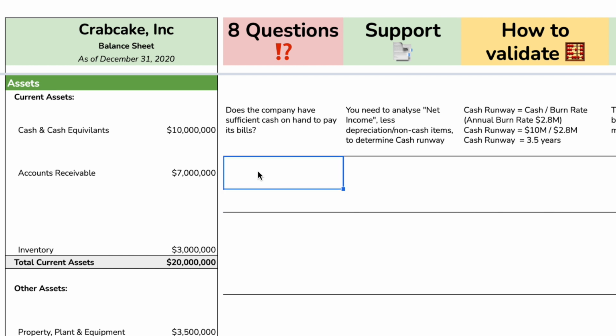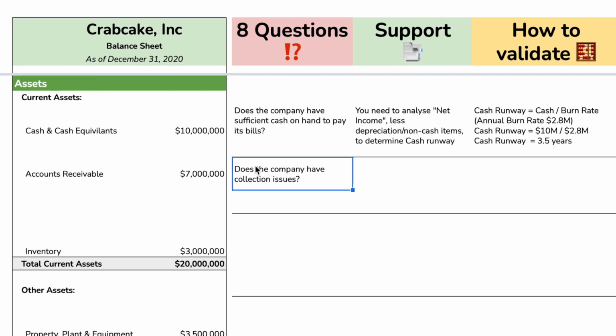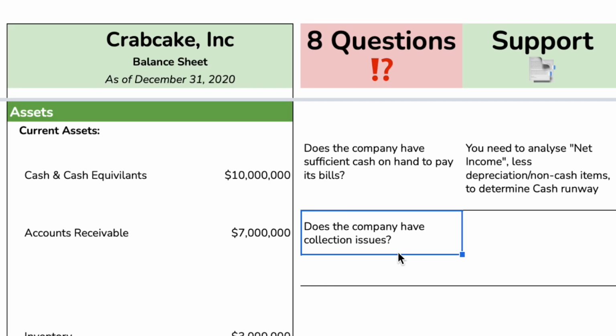My next question is going to be on accounts receivable, and the company has a balance of $7 million. And the question that I have around AR is going to be, does the company have collection issues? Because you could have a balance on your AR and you're unable to collect it. You have customers that are not paying you, or they're late on paying you, and you keep emailing them and nobody's paying. And so you need to look at the collection issues.